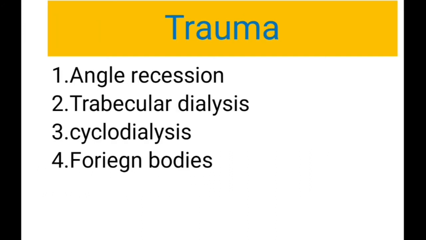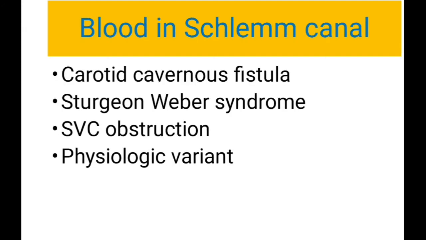And what can be the findings in case of trauma? Angle recession, trabecular dialysis, cyclodialysis, foreign bodies can be seen. Blood in the Schlemm's canal can be seen in carotid cavernous fistula, Sturge-Weber syndrome, okay, superior vena cava obstruction, and it can even be a physiological variant when you apply more pressure with the gonioscope.